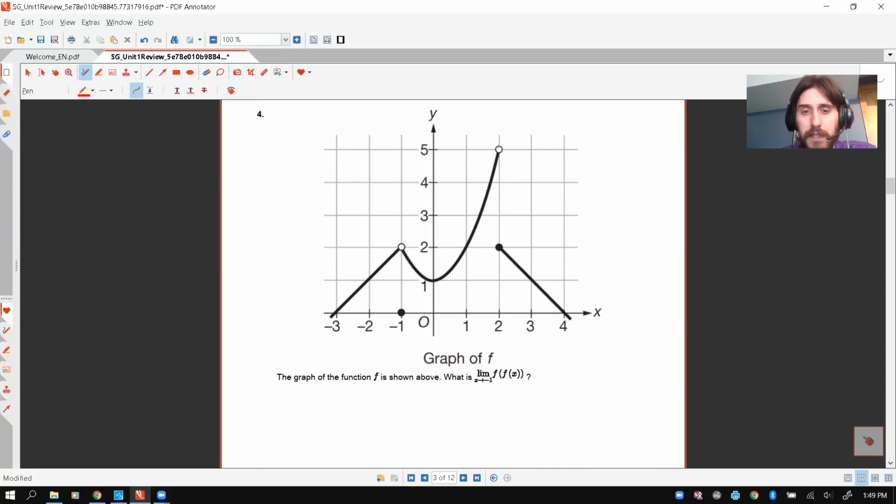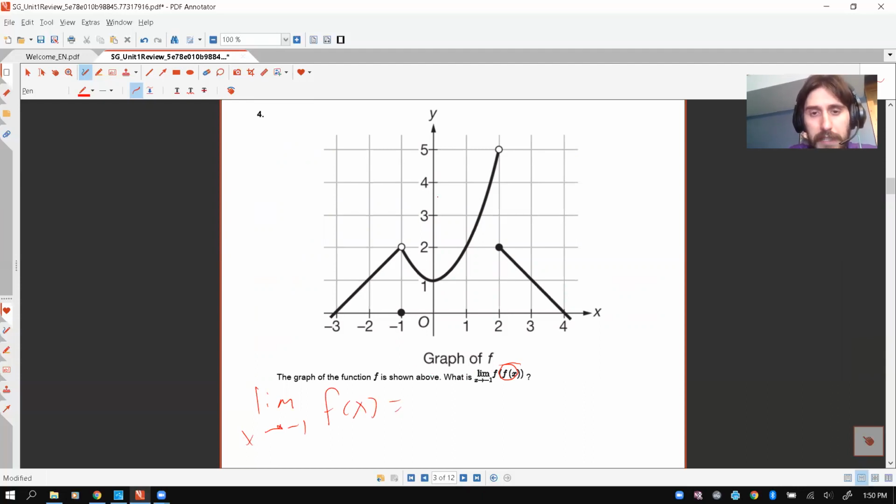The limit as x approaches -1 of f of x. So the key thing is we're going to treat this like number 3. We're going to work inside out. So the first thing we have to find is the inside function here, f of x. What is the limit as x approaches -1 of f of x?